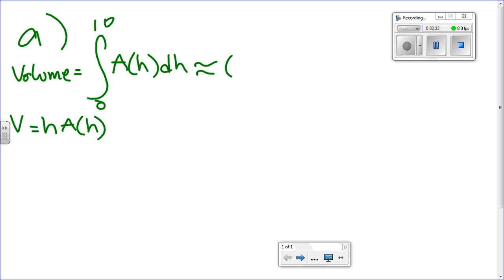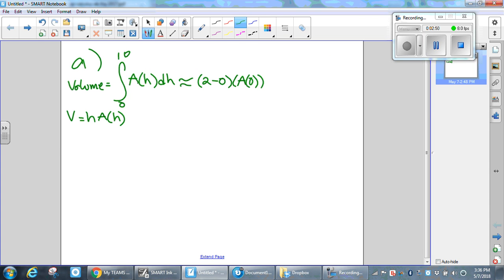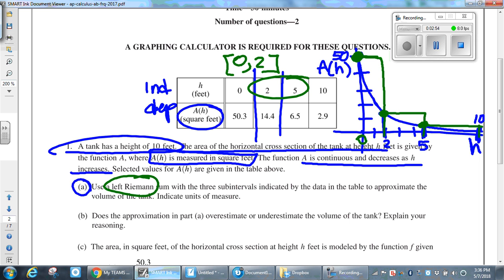Now, our intervals for the first one, the width is going to be 2 minus 0, the width of the rectangle, and then the height is actually going to be the function value at 0. Remember, the left corner of the rectangle. Right here, that one. Okay? And so those values are going to come from here. Then for our next interval, we're going to need A of 2, so we're going to need that value. All right? Then for the next interval, we're going to need A of 5, and that will be the function value at 5, because that was our last left corner touching the ground.